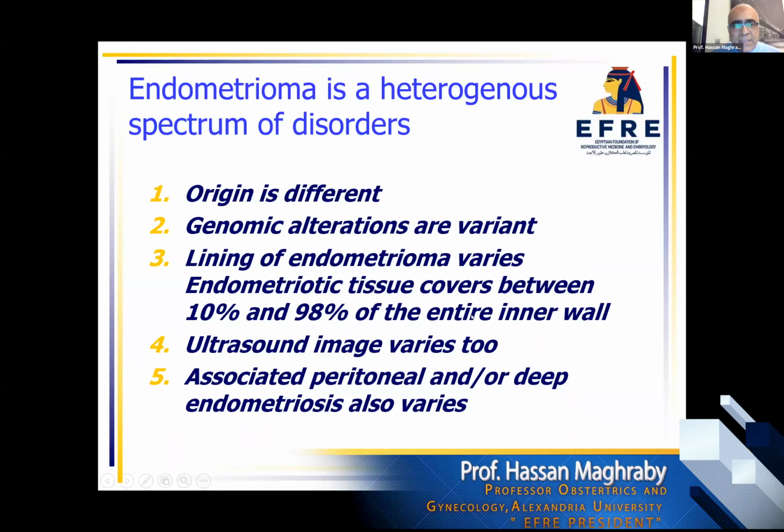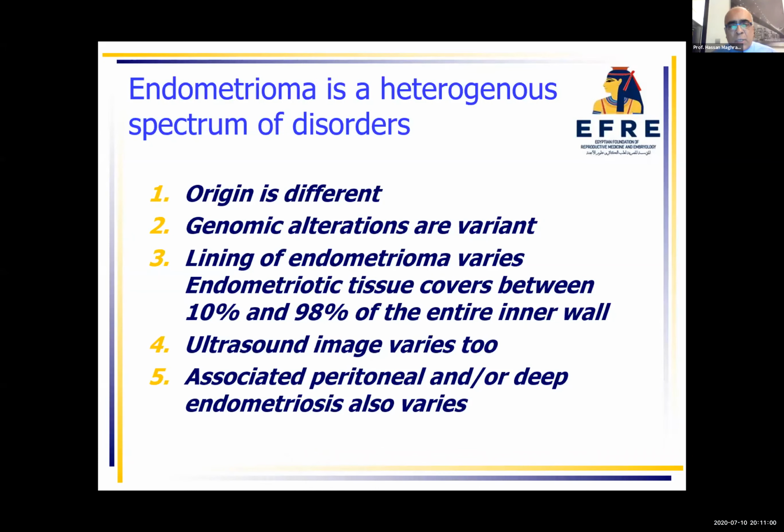But endometrioma is a heterogeneous spectrum of disorders. You cannot speak about one endometrioma. The origin is different, genomic alterations are different, lining of endometrioma varies, so it is occupied by endometrioid tissue, in some cases 10%, some others 90%. Ultrasound images vary also, and associated peritoneal and deep endometriosis also; the incidence varies in different types of endometrioma. So we cannot speak about one endometrioma.